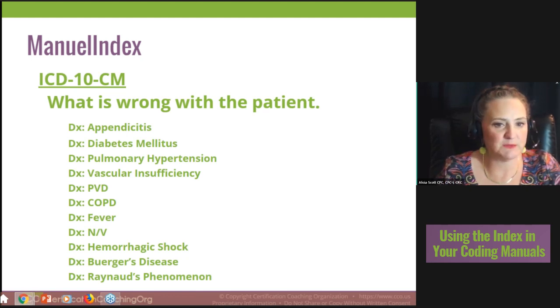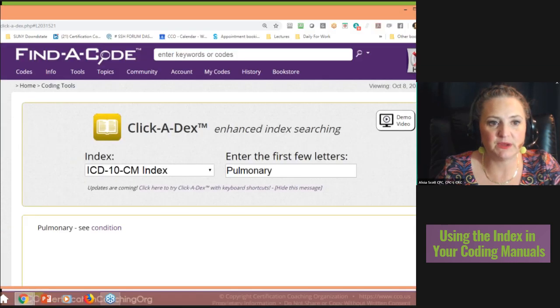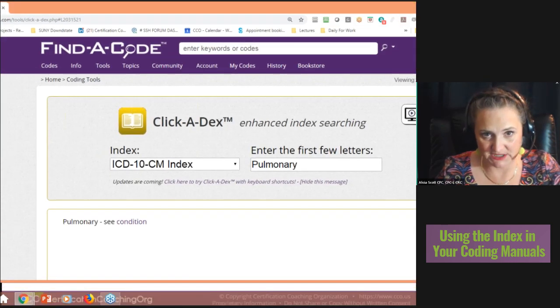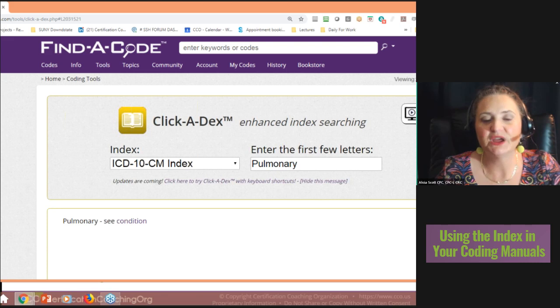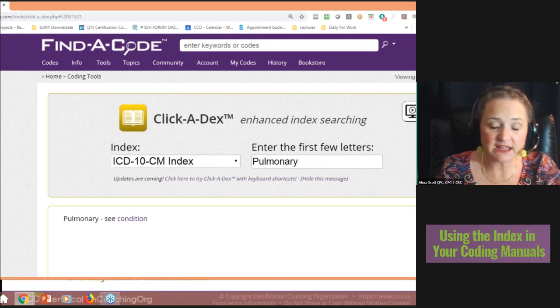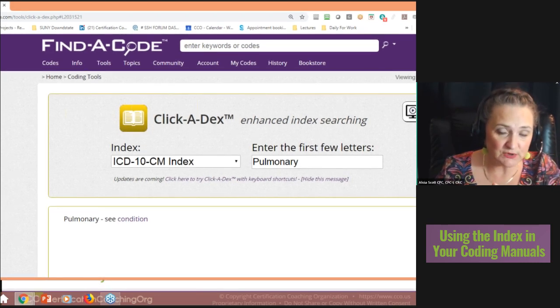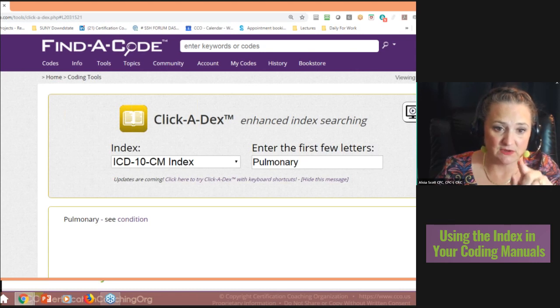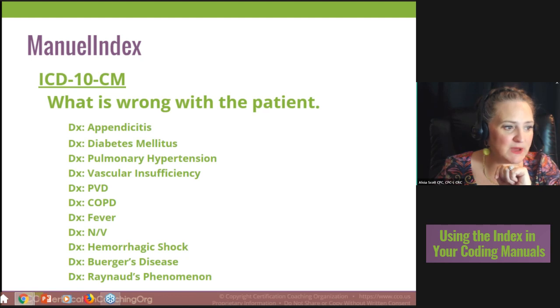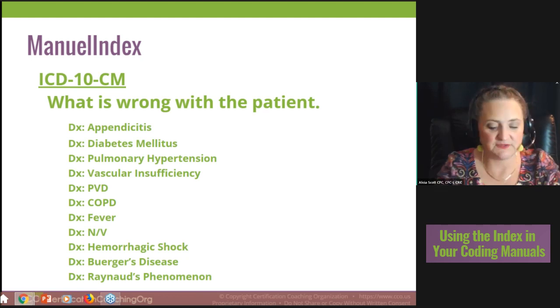Okay, this is what it makes you do. So if you go in and you look up pulmonary hypertension, it tells you, hey, go see the condition. So that's exactly what it says in the index. So if you go to your index in your ICD-10 manual and you look up pulmonary, it's going to say go see condition, right? So then you would look up hypertension and it would give you all the different types.